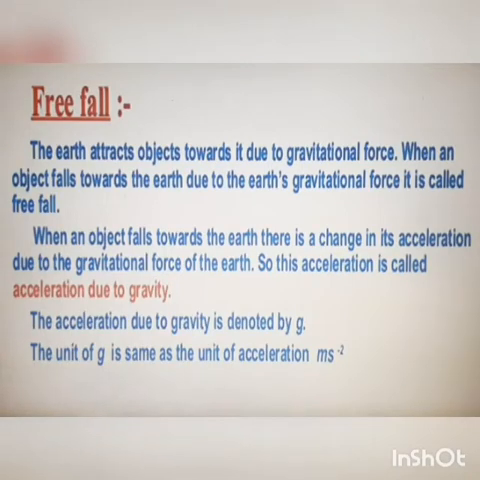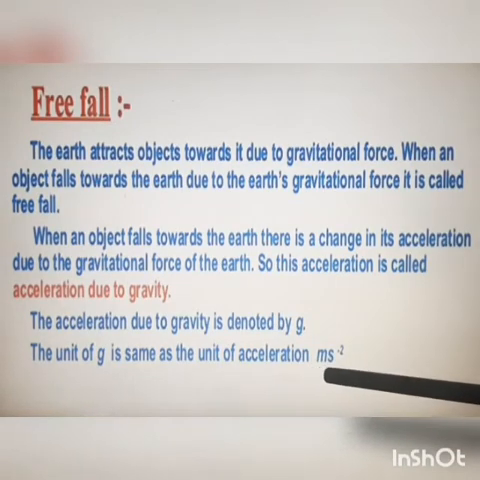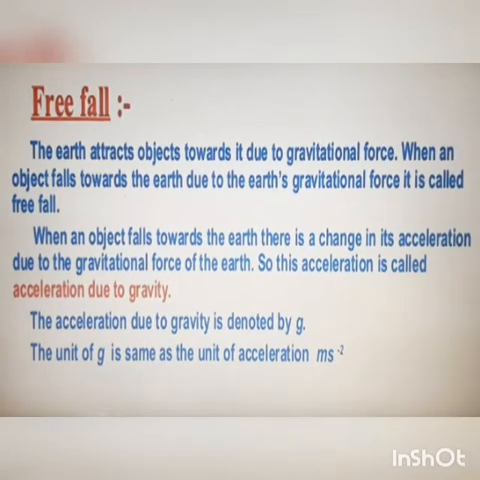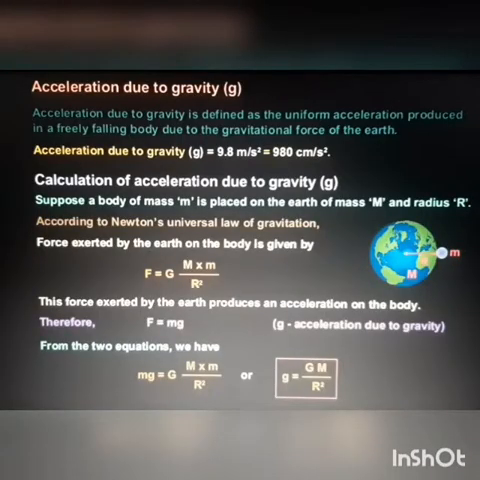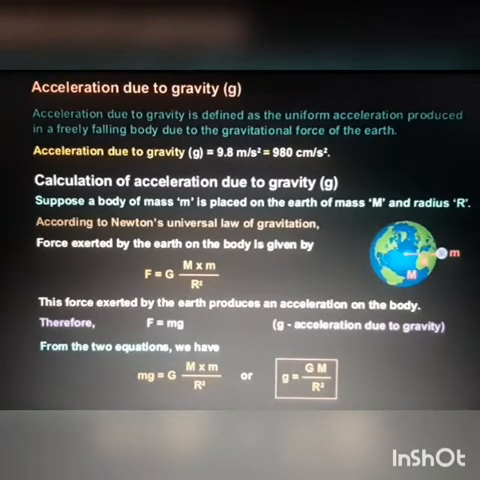Due to the force of attraction, a body falling from a height undergoes acceleration, and this acceleration is known as acceleration due to gravity. It is denoted by g and its unit is meter per second square. Now we are going to learn about acceleration due to gravity and ways to calculate it.